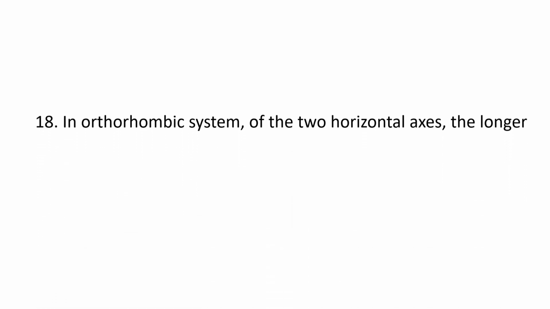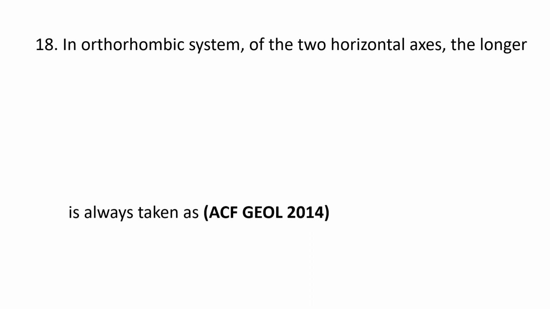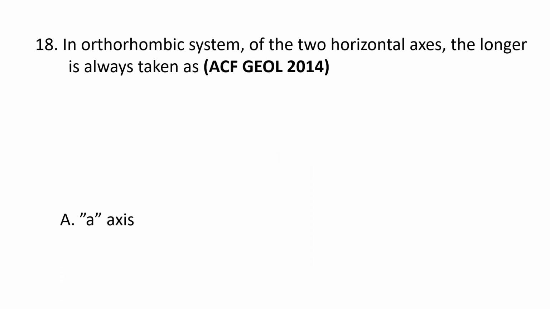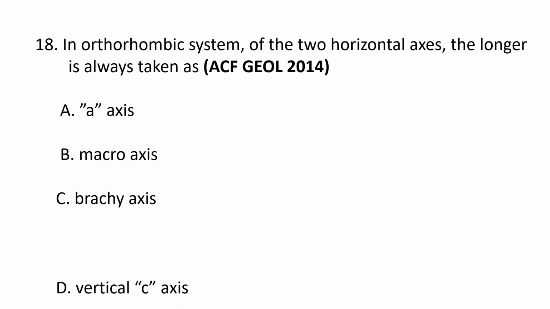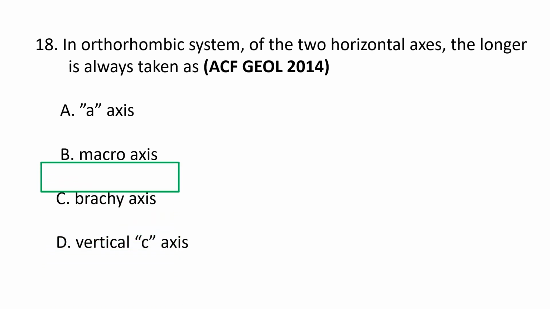distances. Next question. In orthorhombic system of the two horizontal axes, the longer is always taken as A. axis, B. macro axis, C. brachyaxis, D. vertical C axis. So the correct option is macro axis. In orthorhombic system, of the two horizontal axes, the longer is always macro axis.